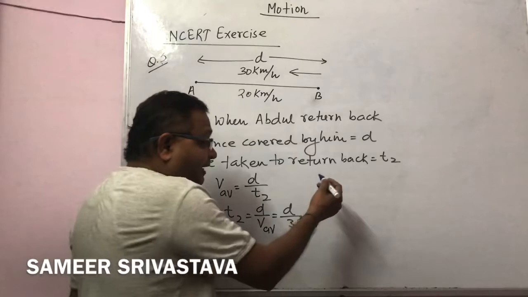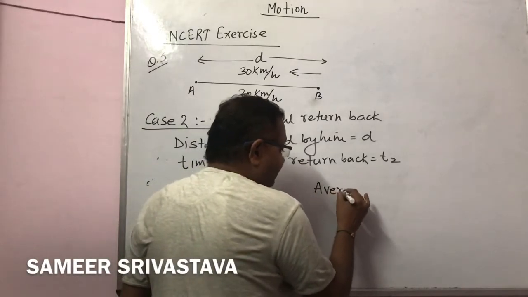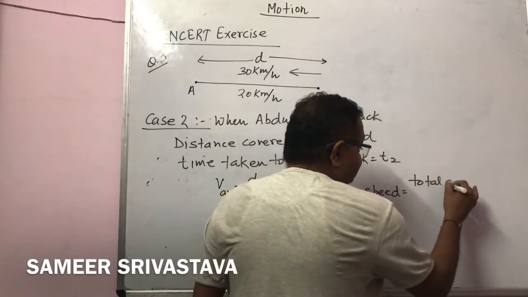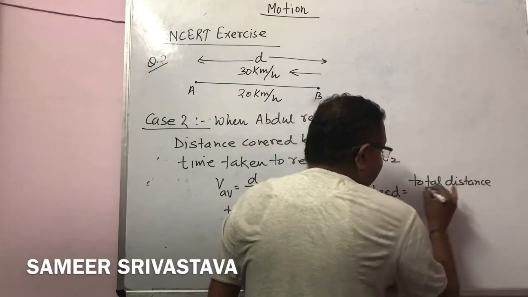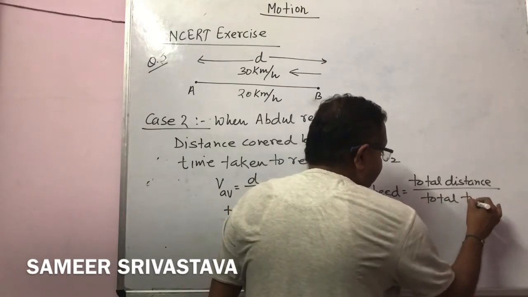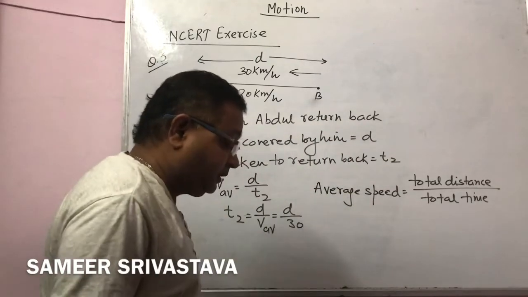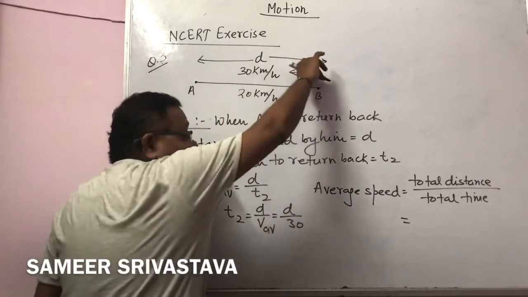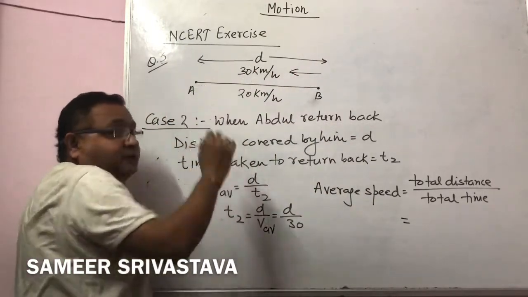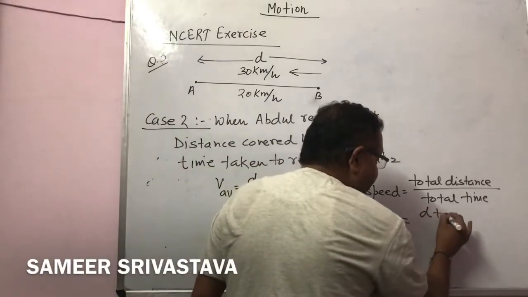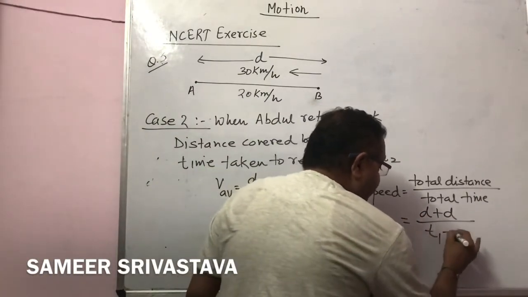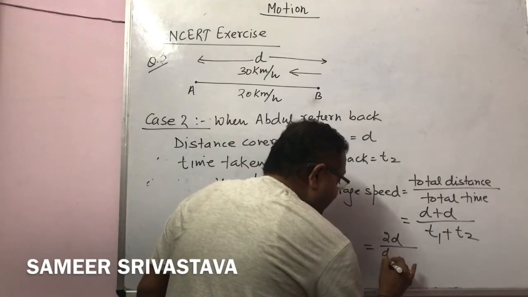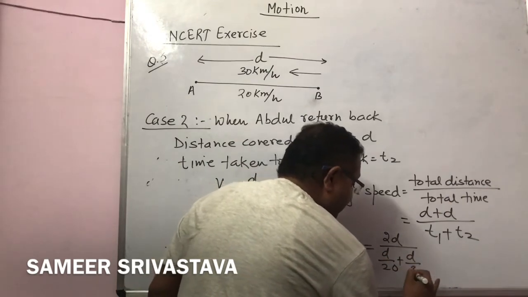Okay. Now what about the average speed? Now we use the average speed formula, that is total distance upon total time. Okay. Now what about the total distance? D distance covered to reach the school and D distance covered to reach home. So total distance will be D plus D. Total time T1 plus T2. Put the values here: 2D upon D by 20 plus D by 30.